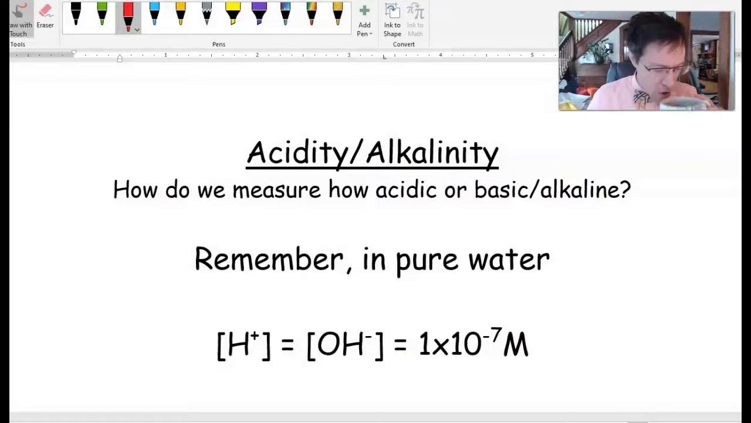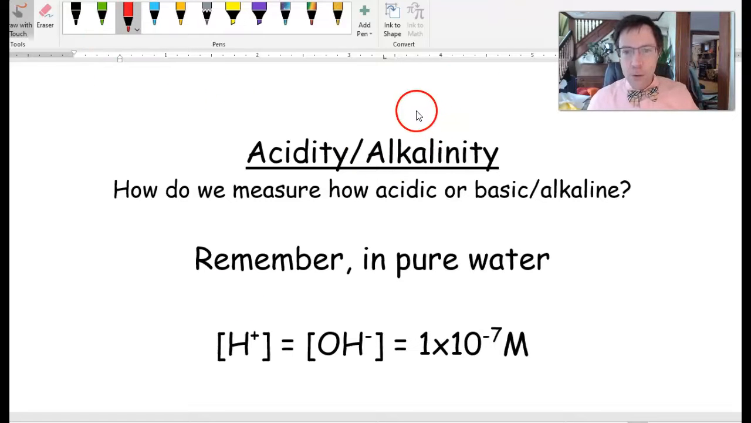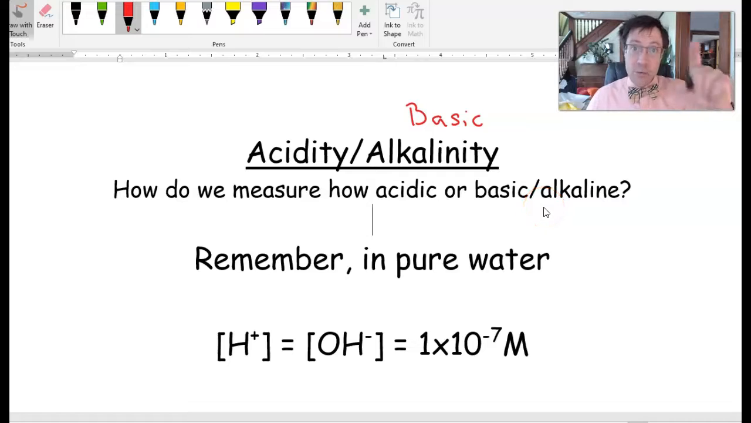So, that all being said, let's dig into the pH scale. Acidity and alkalinity. This word right here, alkalinity, is what we mean when we say basicness. It's another word for how basic something is. Same thing, two different words. One's old-fashioned, one's a little more modern. Does it really matter? No, they're interchangeable. So today what we're going to look at is how we measure how acidic or how basic or alkaline something is. And before we do that, we have to remember this.